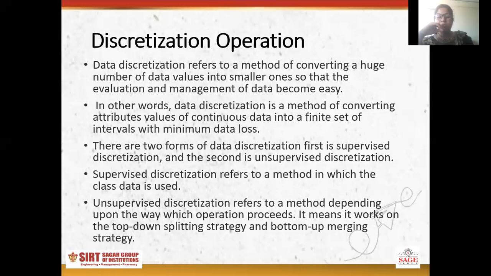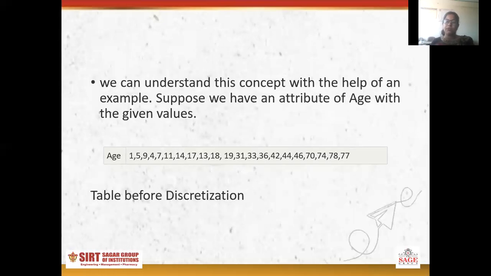Unsupervised discretization refers to a method depending upon the way in which the operation proceeds. It means it works on a top-down splitting strategy and a bottom-up merging strategy. We will discuss this here. This is one example of discretization.